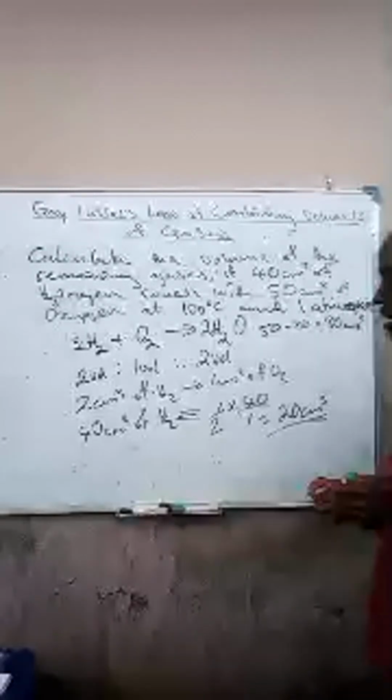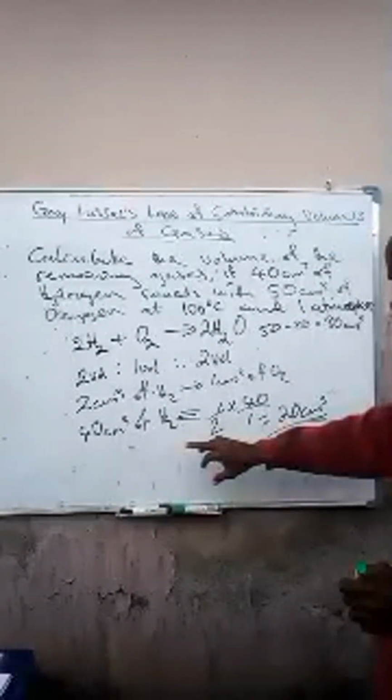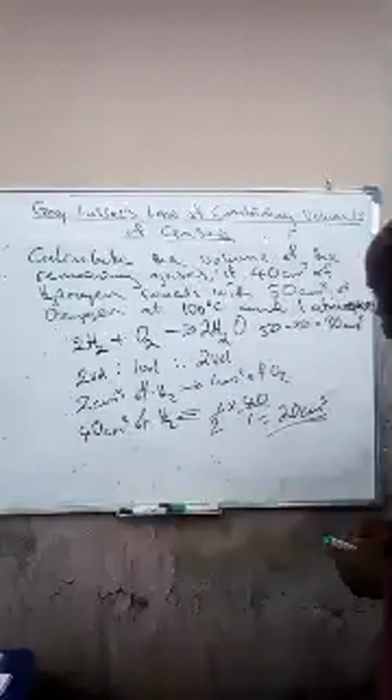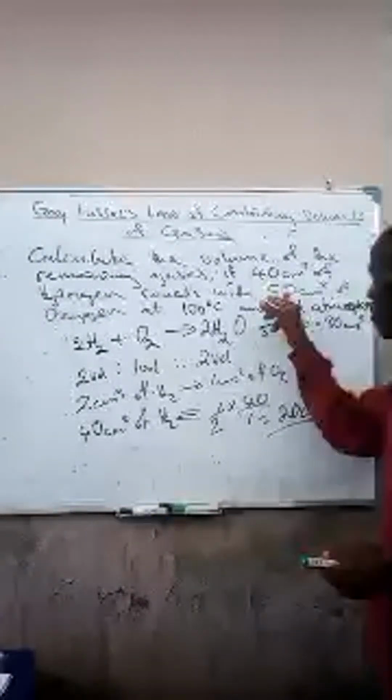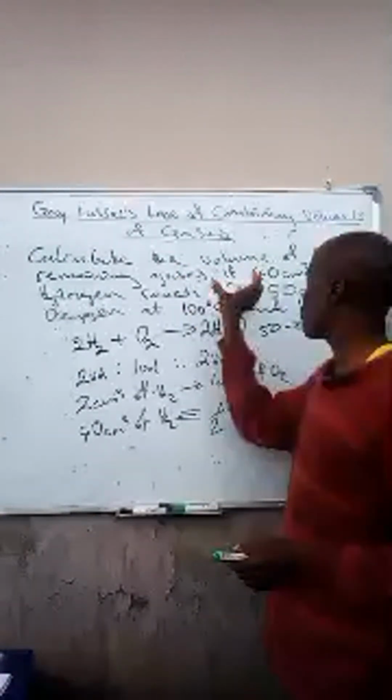That is the excess oxygen. And then the volume of oxygen that will react with hydrogen will be 20. So at the end of the reaction, 20 cm cube of oxygen will be used up, and then 40 cm cube of hydrogen will be used up.